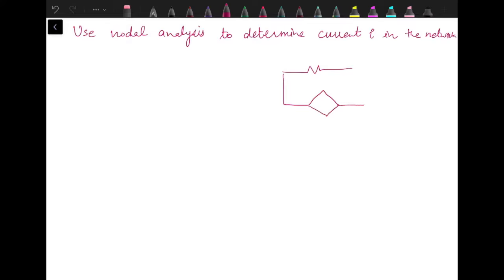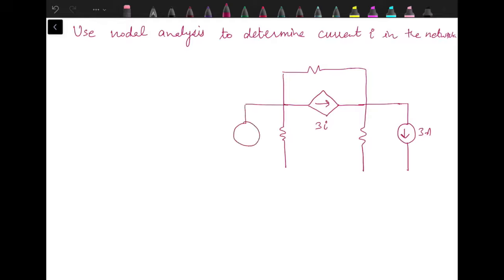This one is having a current source which is a current dependent current source, 3 ampere source. Here we have a 4 ampere source, 10 ohm resistance, 5 ohm, 20 ohm, and the current through this 5 ohm resistance is I.